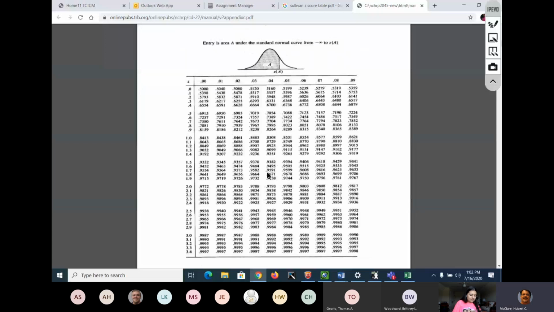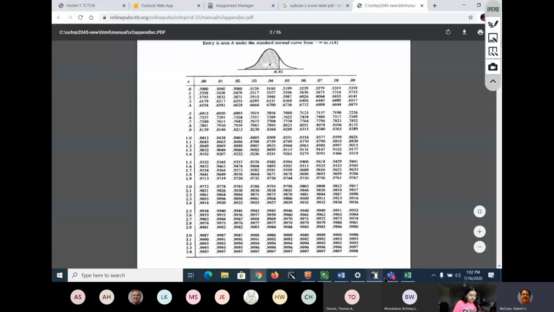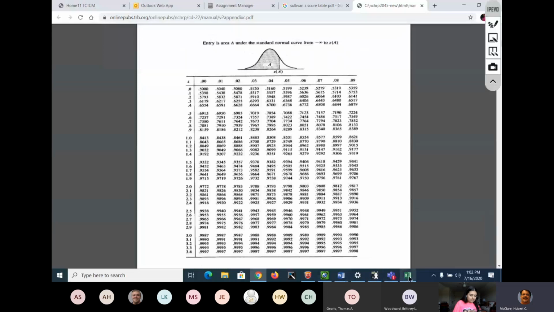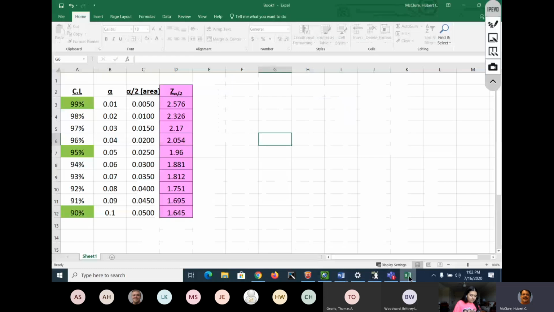Well, I'll look up 0.95. Let's see, what were we doing? Excel. Okay, that'd be 0.9. What would that be? 0.9950. So you go to your table and find 0.9950.